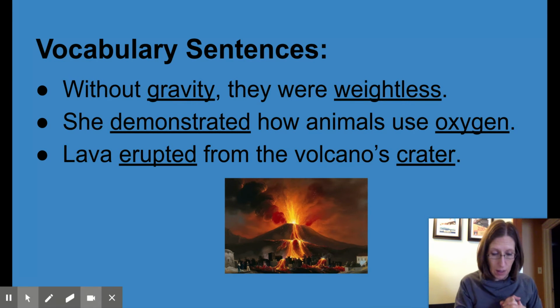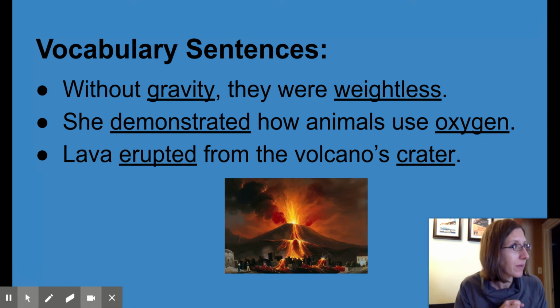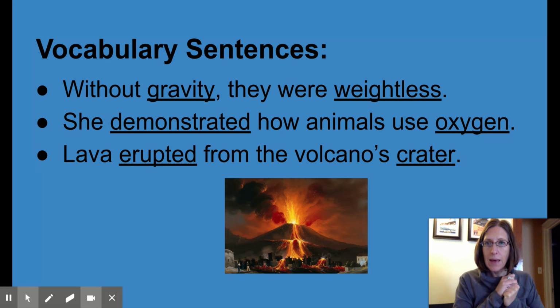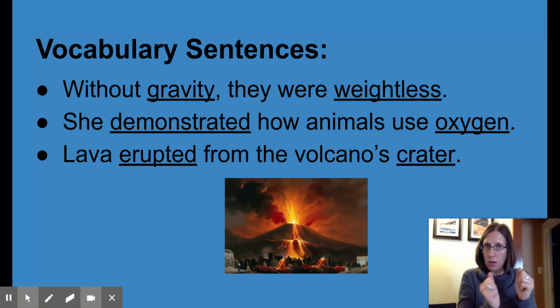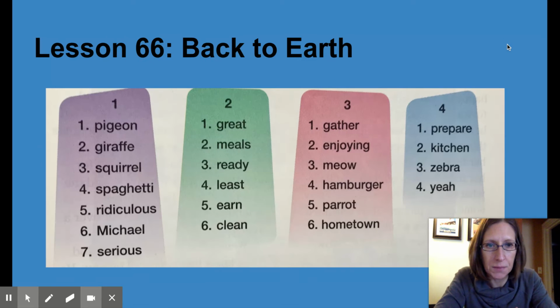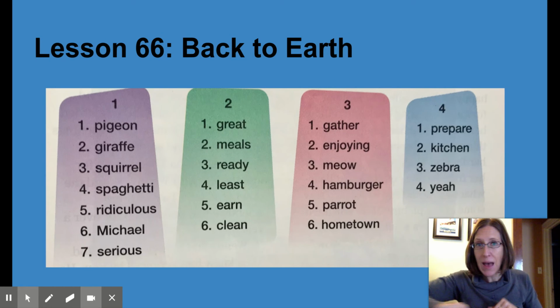She demonstrated how animals use oxygen. So she showed how animals use oxygen, and oxygen is that part of the air that we need to survive. And our last sentence, lava erupted from the volcano's crater. Oh, dear.